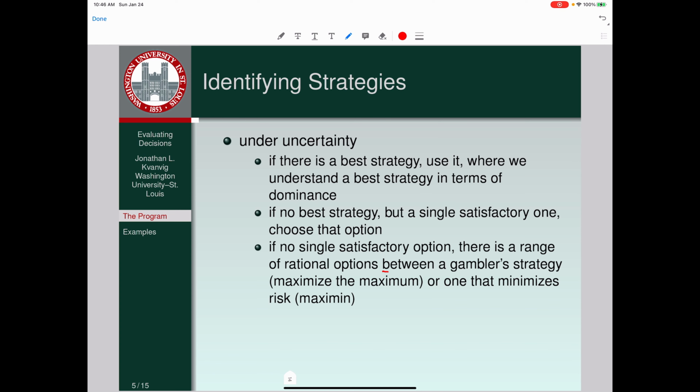We're doing this, by the way, on a subjective basis. So this is about your sense of appropriate risk. So somewhere short of being a crazy gambler, maximize the maximum, or maximax, and the more risk-averse strategy of maximin, where you just pay attention to the minimums and try to maximize the worst case scenario for you. Somewhere between that will be a range of options that make sense from your perspective.